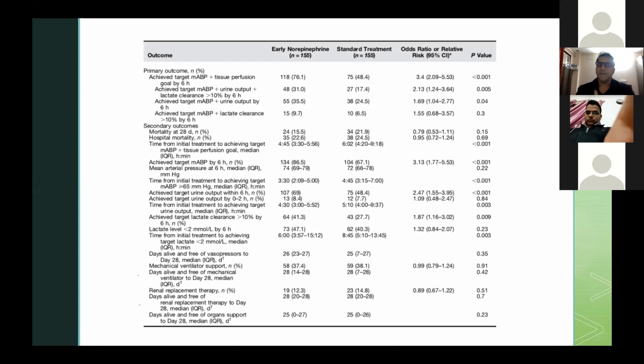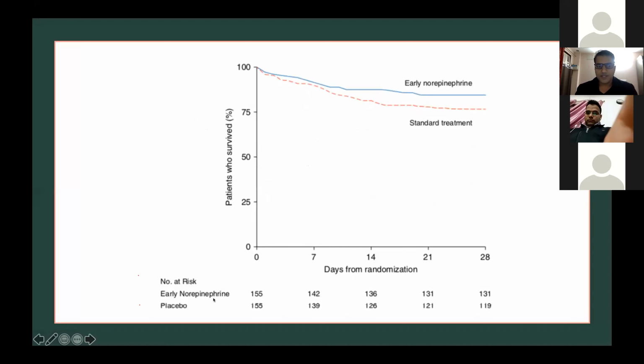And the duration by which the vasopressors were started after the patient was admitted in ER was around 90 minutes, whereas in the standard treatment, it was around 190 minutes. And if we see here, in how many patients we achieved the target mean blood pressure, urine output, and lactate clearance by 6 hours, it was around 48, and it was only around 27 patients. The patients who achieved target mean arterial blood pressure and tissue perfusion by 6 hours was again quite significant in the early vasopressor group as compared to the standard group. And even if we see the survival rate, the early group had significant advantage over the standard group.